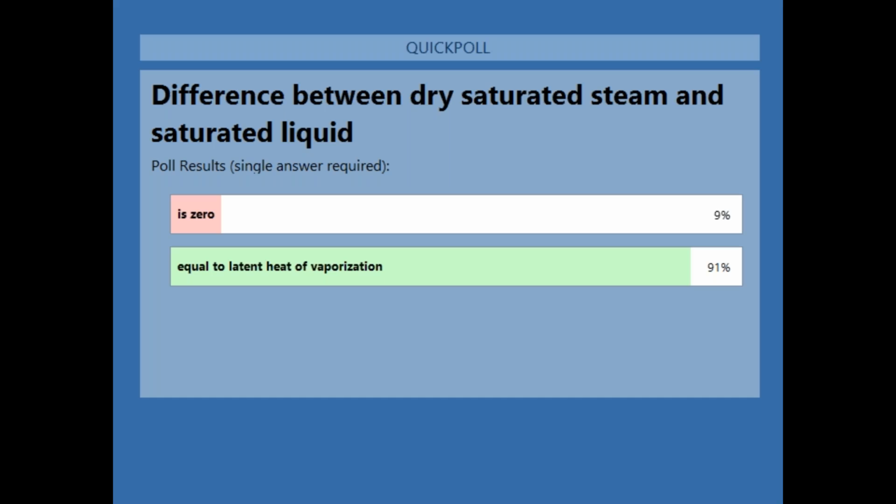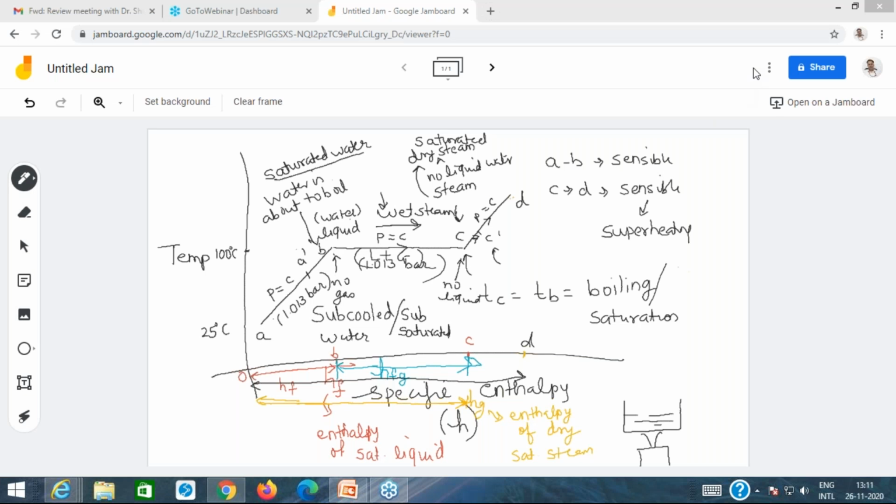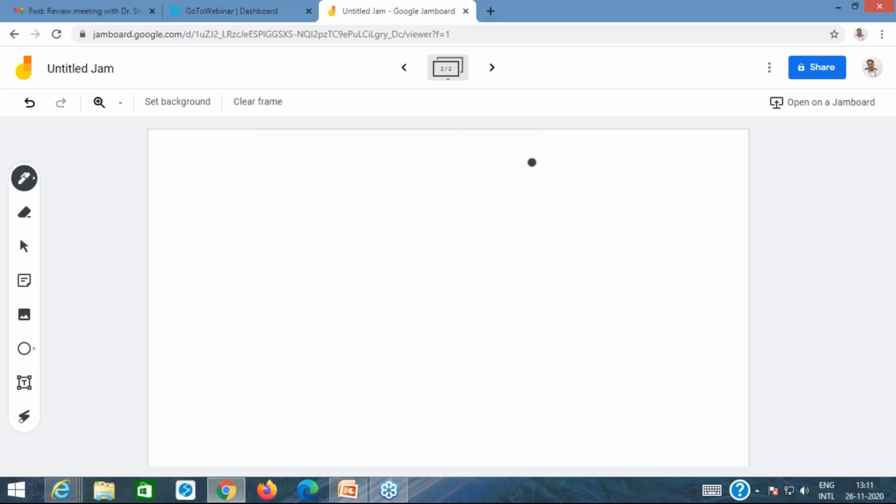So as you see, 90% of the students have correctly answered this, that Hg minus Hf is Hfg, latent heat of vaporization. Okay, Hg minus Hf is Hfg, which is latent heat of vaporization. So let me close this. I'm hiding this now, and let me go to the sheet. Okay, so let me take a blank sheet now.